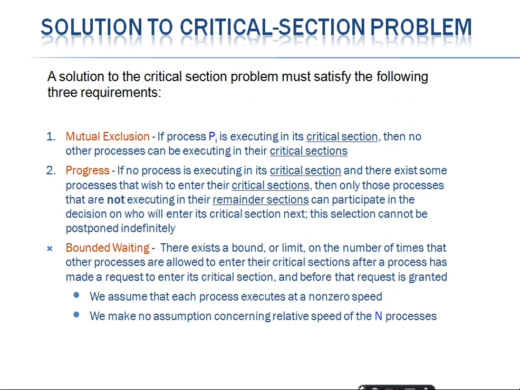We assume that each process executes at a non-zero speed. The first assumption we are keeping here is that the processes execute at a non-zero speed. The speed of execution is non-zero. Okay. Then the second assumption concerns the relative speed of the n processes. We make no assumption about the relative speed of the n processes here.